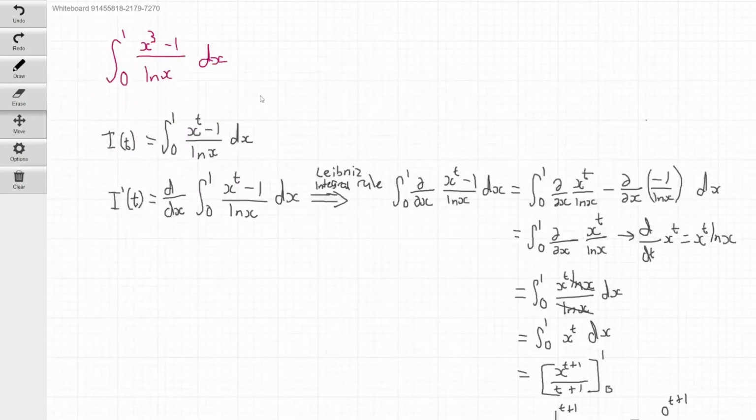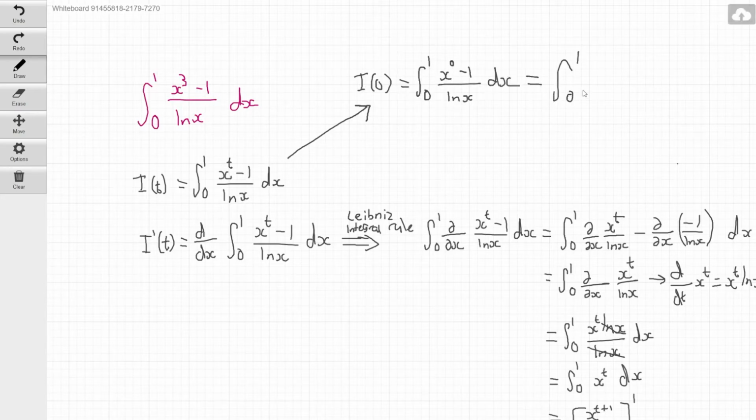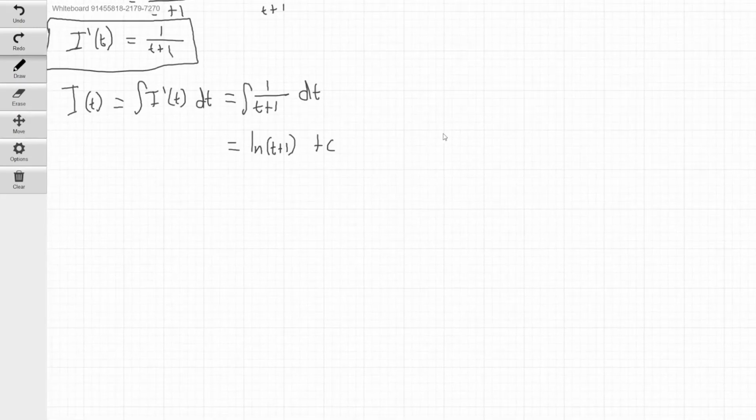To evaluate the value of c, we'll sub in a value of t into the original integral to compute a value we know the answer to. So we're going to use t equals 0, because as you can see from the original integral, when you sub t equals 0, you just get 0. And therefore I of 0 is equal to 0. Now we just use the value we just computed by subbing it into our simplified form of our general function.